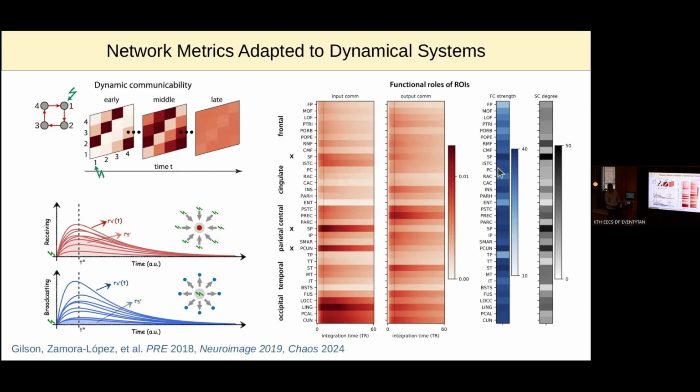And you can define hubs in a dynamic fashion and compare that to hubs that you can define using structural connectivity or functional connectivity. And what we see is that, in a sense, these dynamic hubs are not necessarily the same as the SC and the FC. So it's complementary information, so to say.